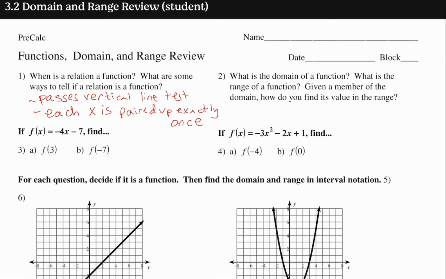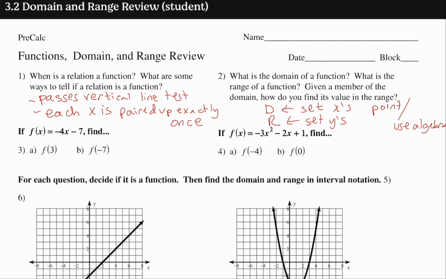The domain of the function are the set of inputs or x's. The range of the function is the set of y's or outputs. If you're given a member of the domain, how do you find its value in the range? You look for the point, or you use the algebra. Now I'm going to do 3a and b for you, and then I want you to do 4.